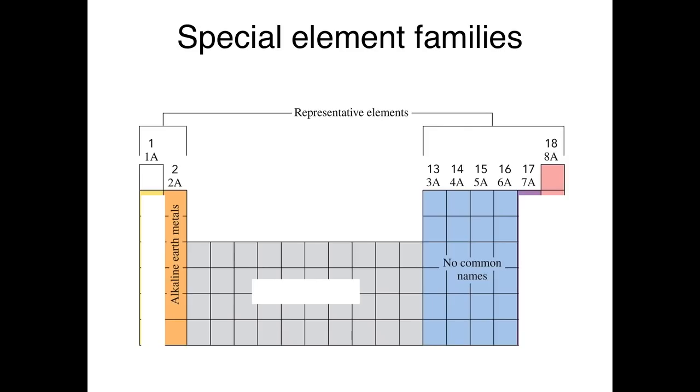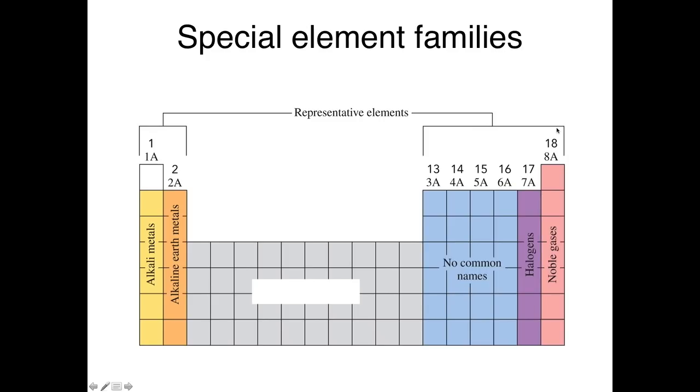Next to the alkaline earth metals are the alkali metals. Over to the right hand side of this periodic table, we skip over this region where there are no common names until we go to group 7A, and they are called halogens, and then lastly 8A are called noble gases. The elements in the middle are called transition elements.